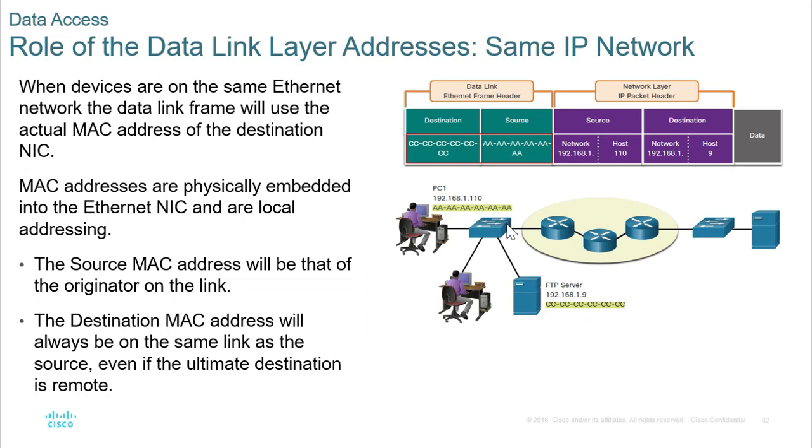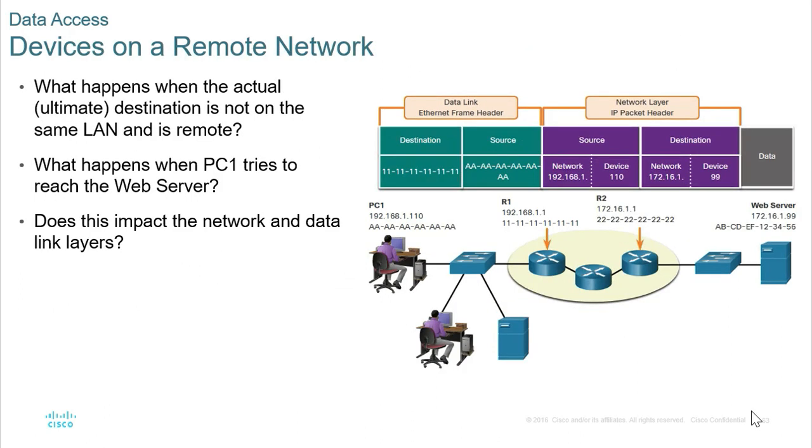In this case, the switch will use the actual network interface card or physical address of each of these machines. Let's assume the physical address for PC1 is all A's and the physical address of the FTP server is all C's. When encapsulating the header at the data link layer, they just put in the actual physical addresses.